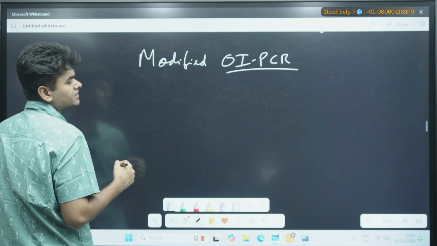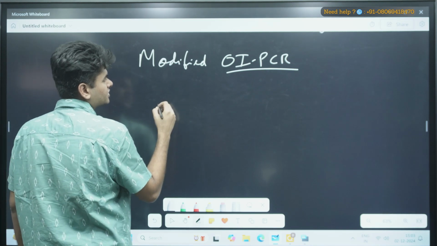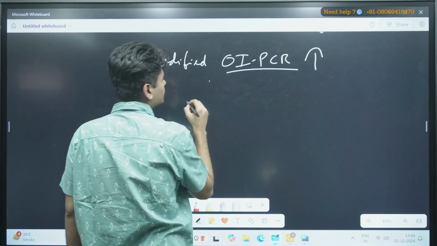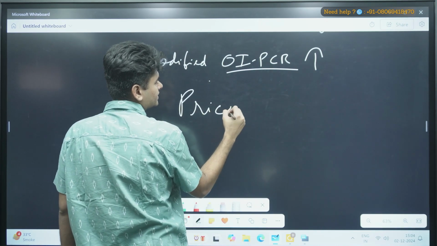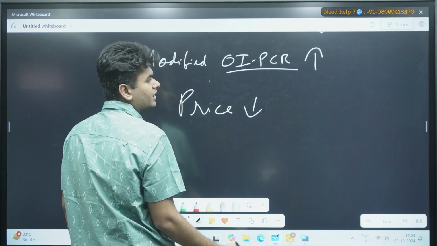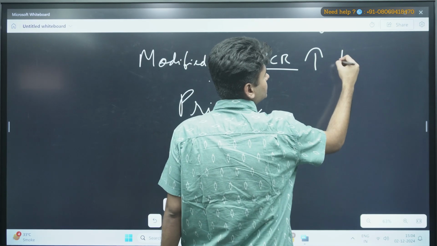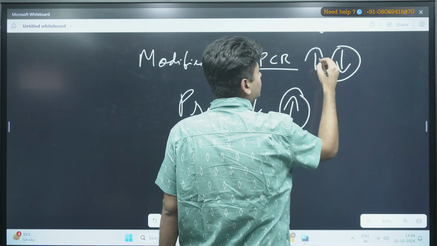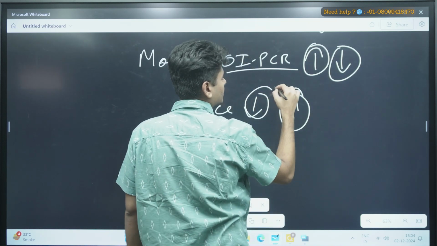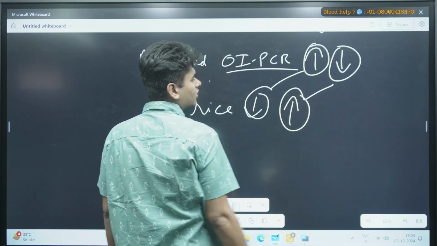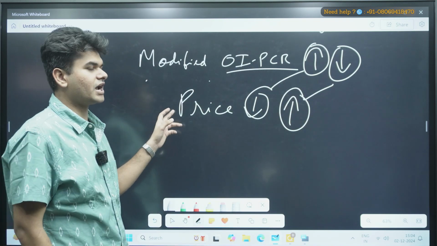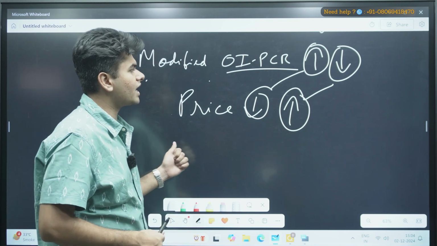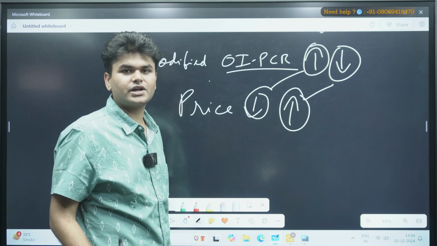So what are modified OI PCR's characteristics? The modified OI PCR characteristic is the inverse relation. So if the modified OI PCR is increasing, we'll see the price will fall. Secondly, if the modified PCR is decreasing, you might see an increase in price. So this way you are seeing an inverse relation between them. So the relation is always inverse in modified OI PCR and price, and with that it gives you a better indication.